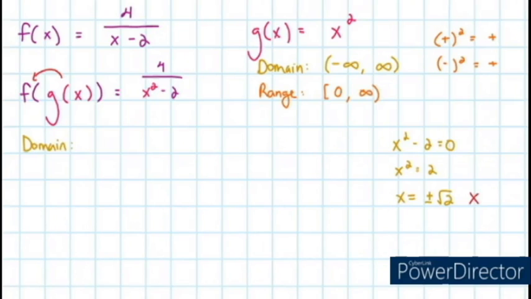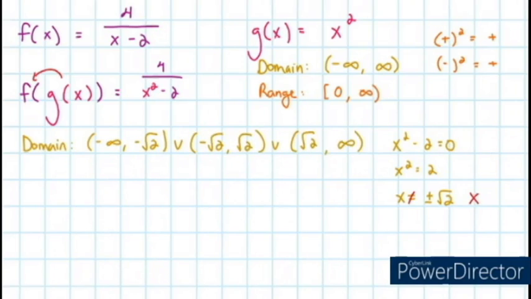So these two are places that are not in the domain. Since the domain of the original function is negative infinity to positive infinity, these are the only places where the function cannot go. So that would be negative infinity to negative radical 2, union negative radical 2 to positive radical 2, and finally radical 2 to positive infinity.